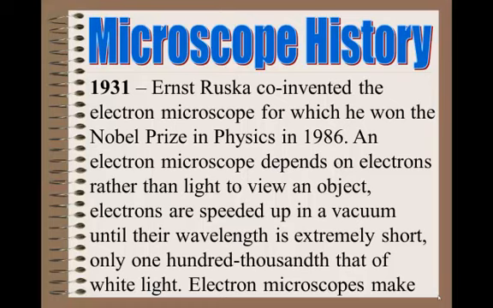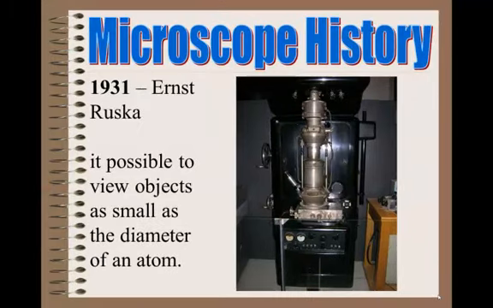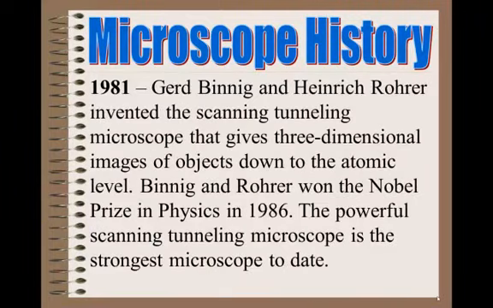Now, an electron microscope is very different from light microscopes. Light microscopes use lenses and light to magnify, with the light going through the specimen. An electron microscope uses electrons instead of light. Here's his first electron microscope. Notice electron microscopes can view objects as small as the diameter of one atom. Then these two guys came up with a scanning tunneling microscope, which gave three-dimensional images, and another Nobel Prize winner.